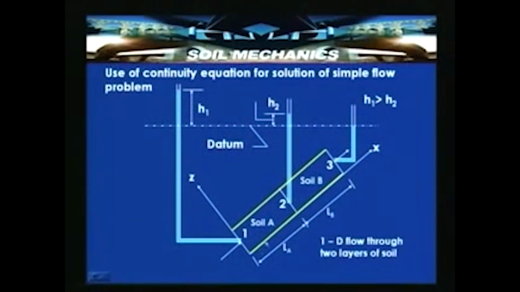So, this is one dimensional flow through two layers of soil, and after having deduced an expression for two layers of soil, we can easily apply it for one dimensional flow through a single layer of soil. H1 is greater than H2, and that needs to be noted, because naturally when the flow is taking place, head loss will occur, so H2 will be less than H1.